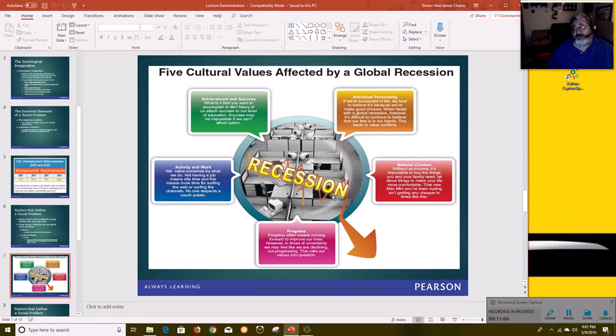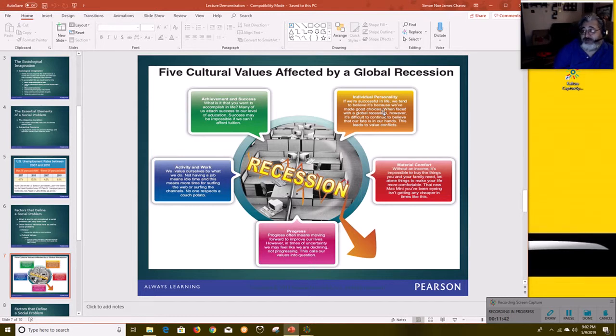There are five cultural values affected by global recession. Achievement and success, if you look up here in this corner, is one. What is it you want to accomplish in life? Many of us attach success to our level of education. Some people, if you value it with education and you can't afford your tuition to go to college, then of course it's a failure. People who see success as getting a high paying job, well, maybe there's not a job, or maybe you live in a location where you can't get a job, therefore, you're not going to be considered a success.